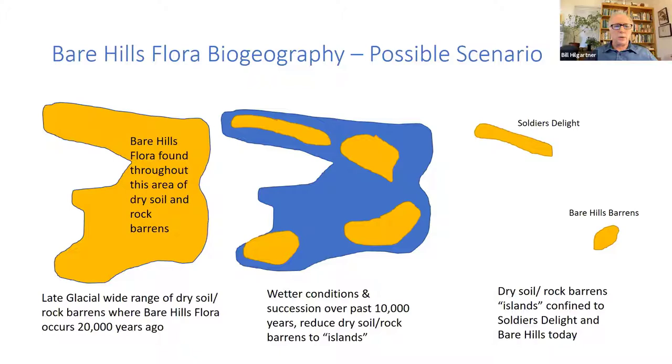I'm beginning to think that a possible scenario for explaining how they could have gotten here is that Bare Hills flora may have been found throughout this area in the region of Piedmont in different locations, like I have in the yellow on the left, in dry soil, rocky, barren habitats. These species would have been adapted to that kind of habitat. Over time, as climate warmed and or got wetter, or other changes occurred, succession, the areas began to be reduced to islands and eventually to the two islands that we see here, Bare Hills and Soldier's Delight, as being the last refuges of these dry species.